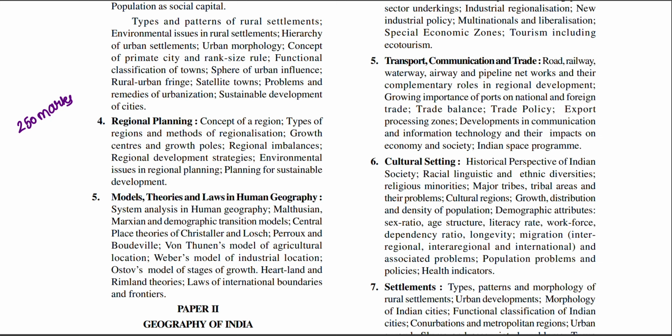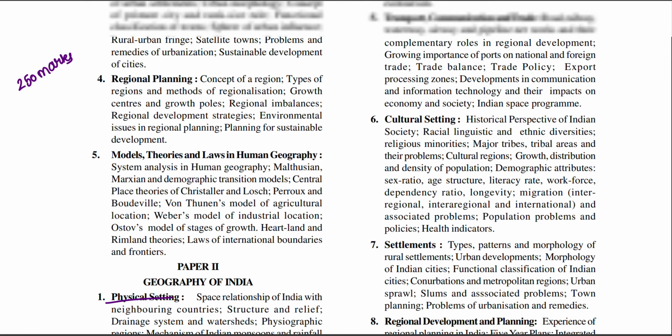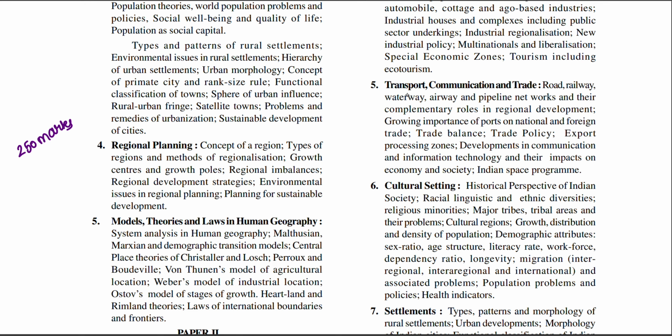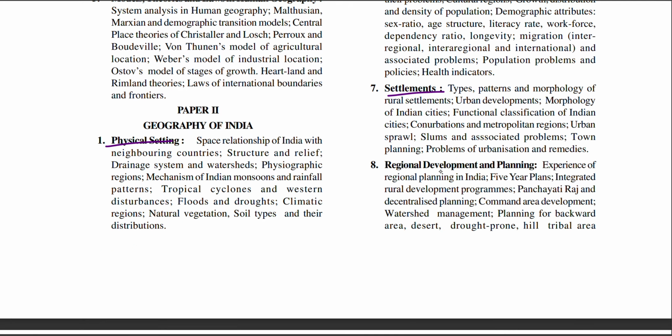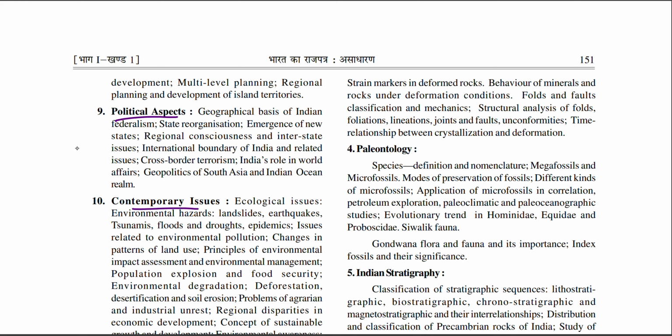Paper 2 consists of physical settings, resources, agriculture, industry, transport and communication and trade, cultural setting, settlements, regional development and planning, political aspects, contemporary issues. This paper is again for 250 marks. We have two papers and each paper consists of 10 topics. So we need to cover 20 topics for geography optional.